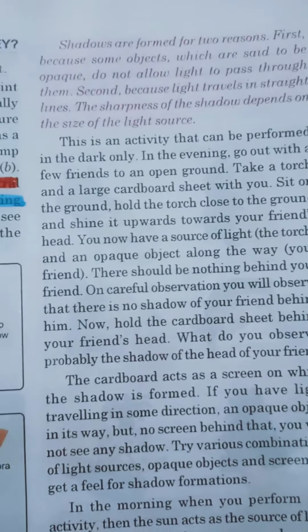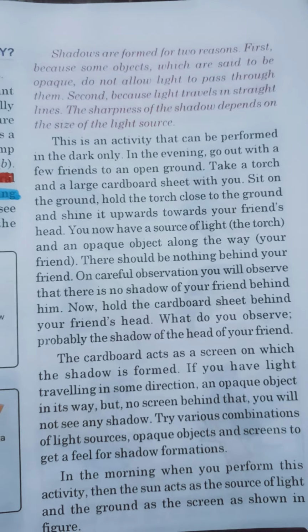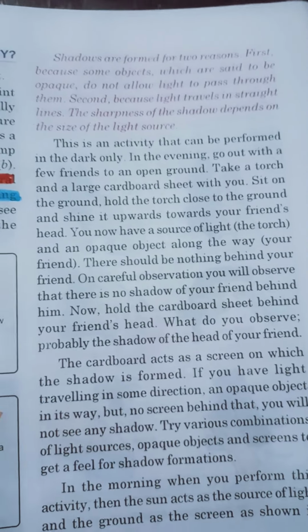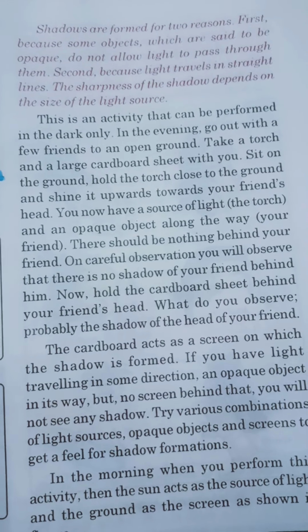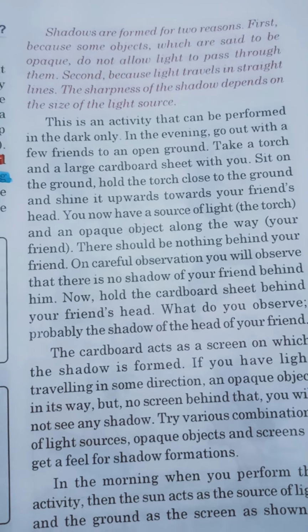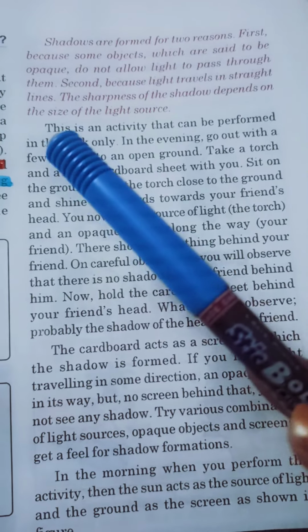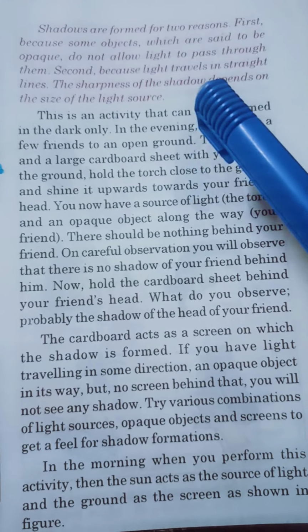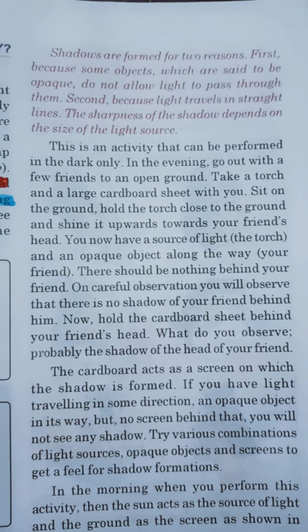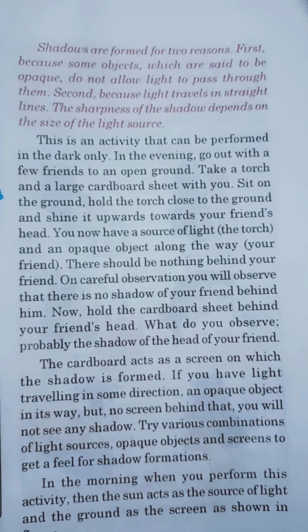Okay, now let us move on to this part. Shadows are formed for two reasons. First, because some objects, which are said to be opaque, do not allow the light to pass through them. Second, because light travels in straight lines, the sharpness of shadows depends on the size of the light source. Yes, so we can see shadows are formed because of two reasons.